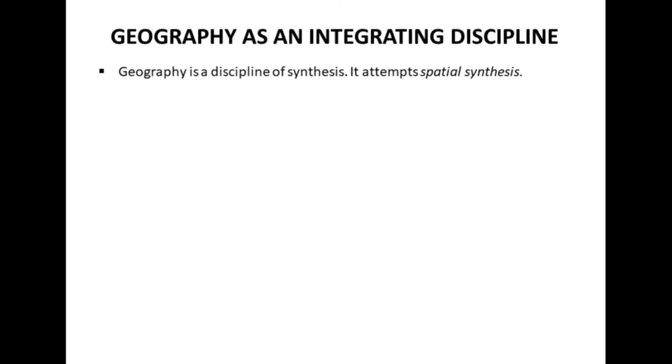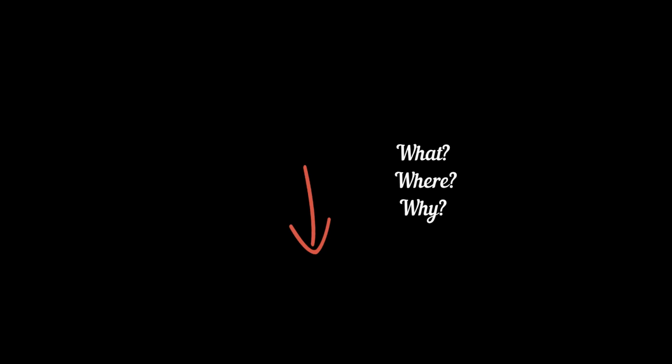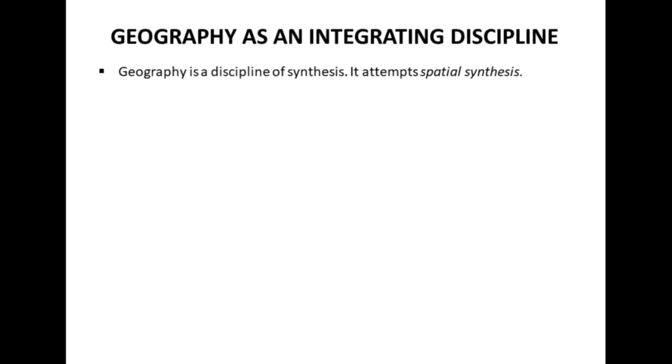Now let's talk about geography as an integrating discipline. Geography is a discipline of synthesis. It attempts spatial synthesis. Meaning to say that the subject areas of geography overlap with the subject matter of other subjects. For example, areas of environmental geography coincide with the subject matter of environmental science. But environmental geography studies only identification, location and finding the explanation for the interrelationship of processes. That is, environmental geography deals with what, where, and why types of questions only that are related to the space or Earth's surface.